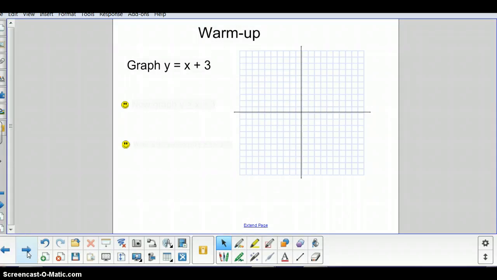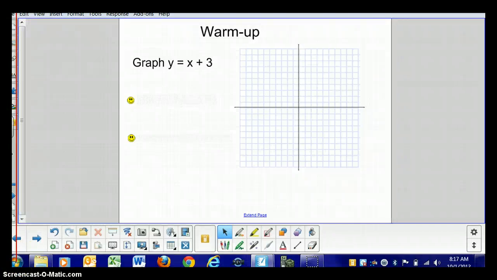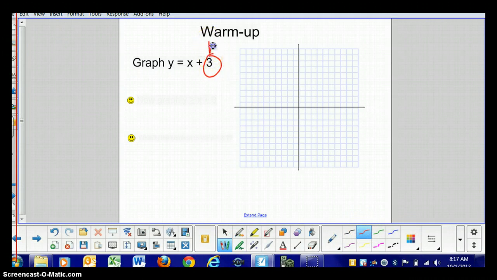Here's another warm-up problem. Can you graph the line y equals x plus 3? Okay, in order to graph the line y equals x plus 3, let's first recognize the y-intercept as positive 3. So we have the y-intercept, I'll put that in red. That's positive 3. Generally we know that as the b value. So we can go 1, 2, 3 and put a point right there.